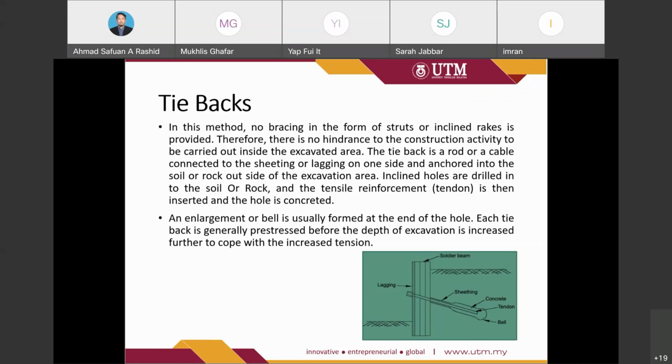So the advantage is that the contractor has a full space, without having a bracing system that could cause difficulty during the construction stage.